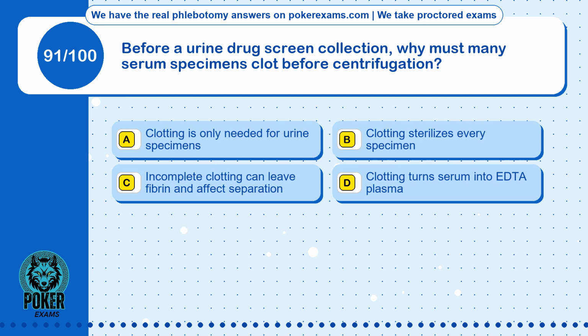Question 91. Before a urine drug screen collection, why must many serum specimens clot before centrifugation? Option A, clotting is only needed for urine specimens. Option B, clotting sterilizes every specimen. Option C, incomplete clotting can leave fibrin and affect separation. Option D, clotting turns serum into EDTA plasma.